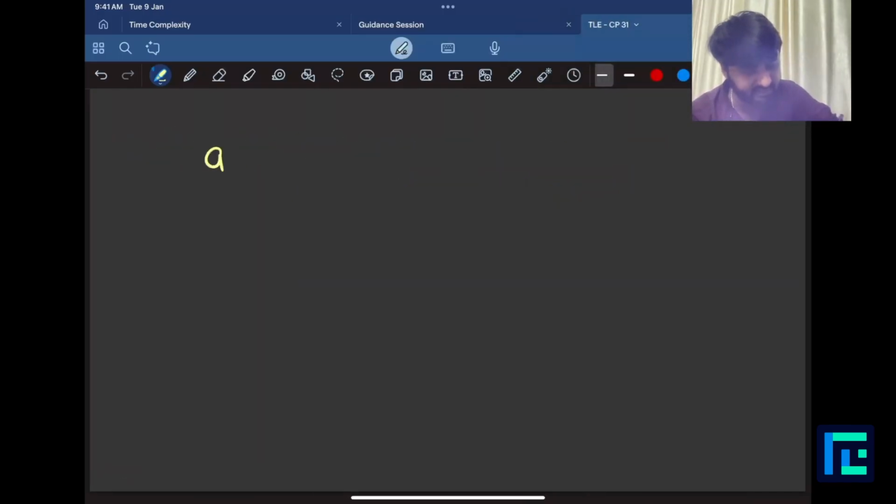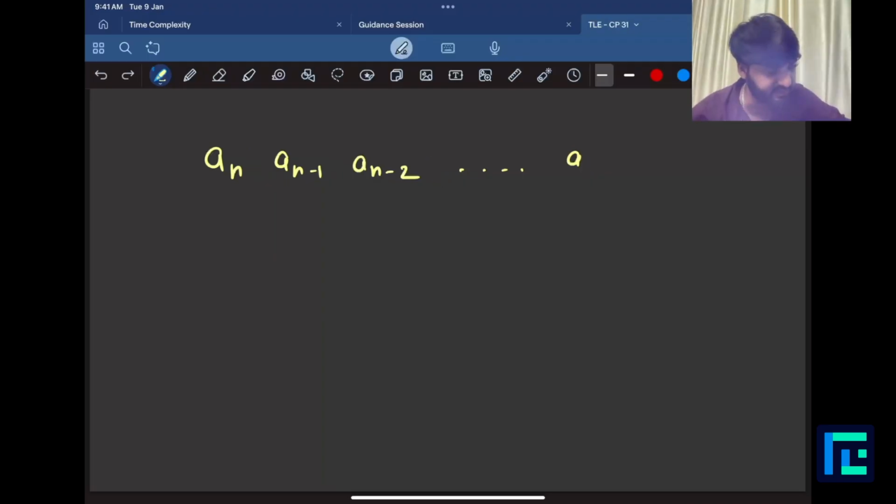Now let's say the numbers are a_n, a_(n-1), a_(n-2), and so on till a_1. Imagining that a_n is of course greater than or equal to all these others, all these conditions are satisfied. So imagine now the array looks something like this. You have just reverse sorted the array.